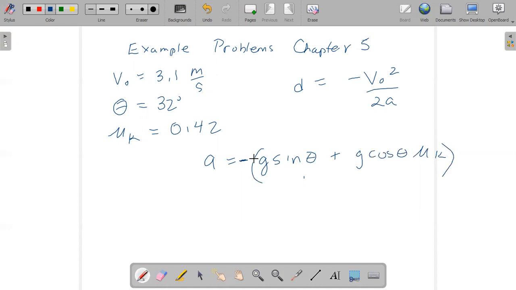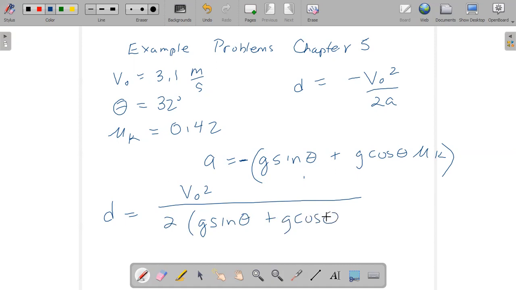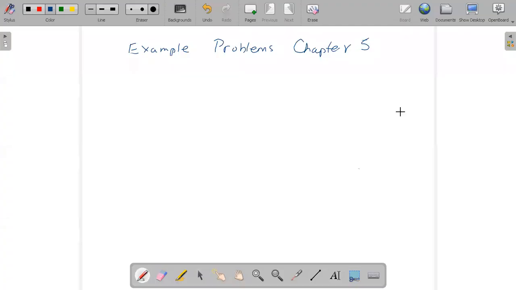So now our final equation is going to be d, the distance, equals v naught squared over 2 times, these negatives will cancel, G sine theta plus G cos theta mu k. And I'll let you put those values in and solve for yourself. It's a pretty good problem. All right, in example 5.4, you're pushing a block against the wall and you need it to stay there.